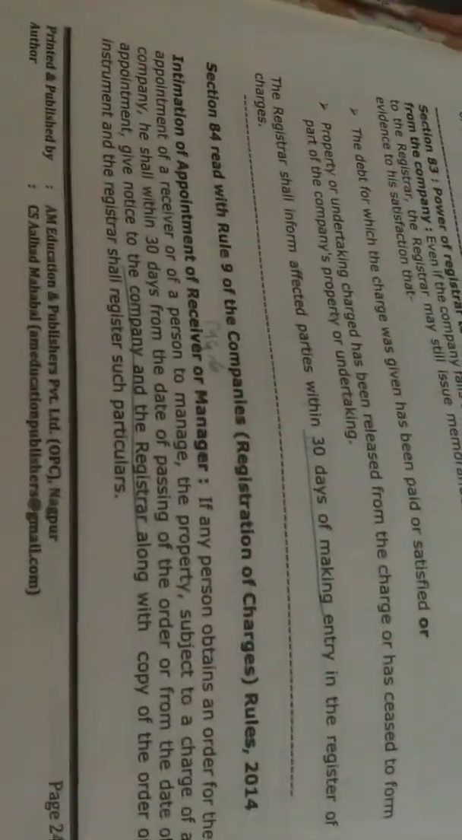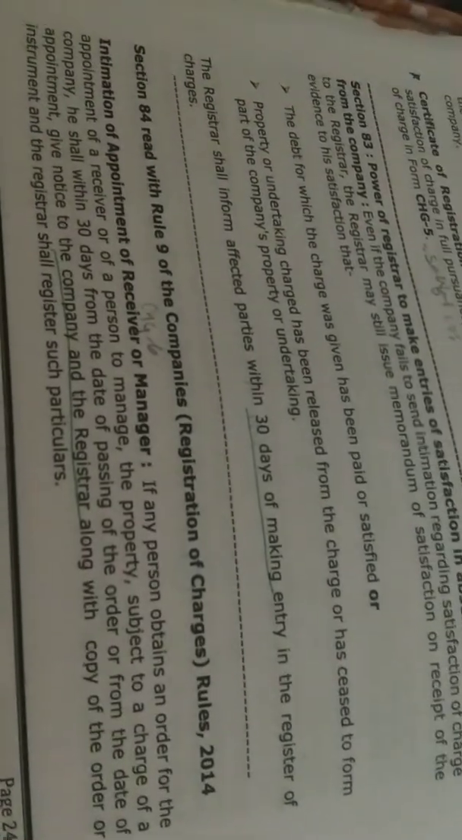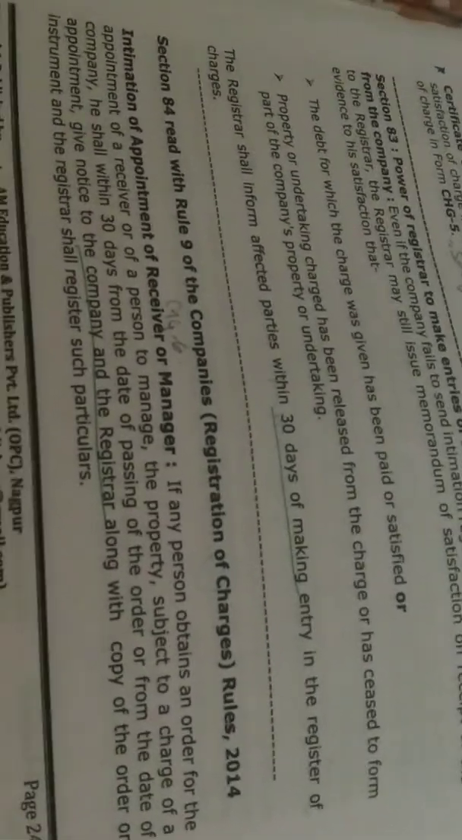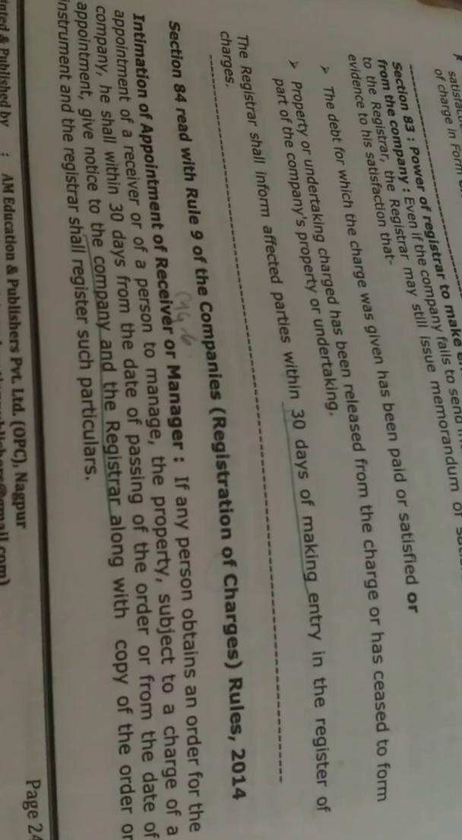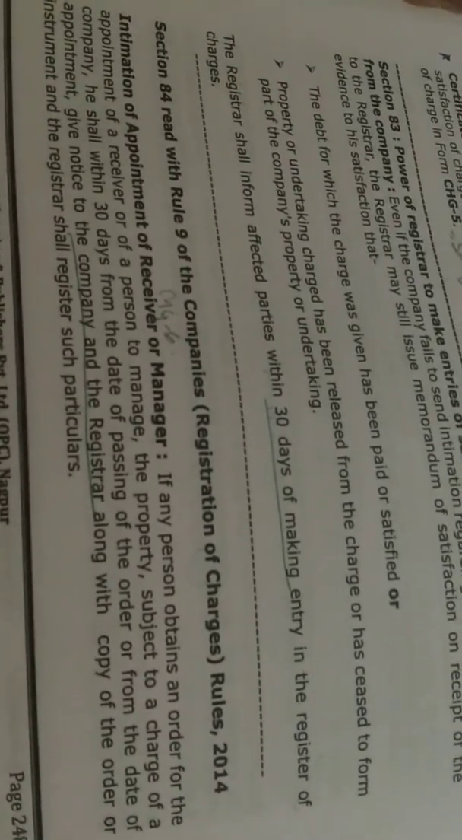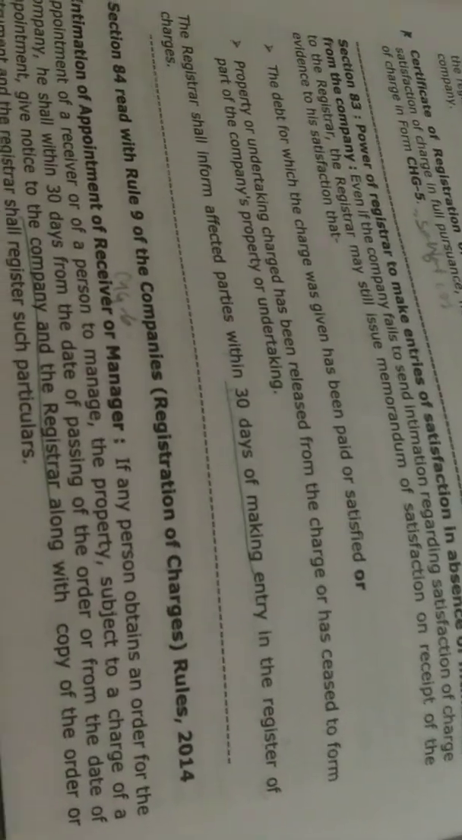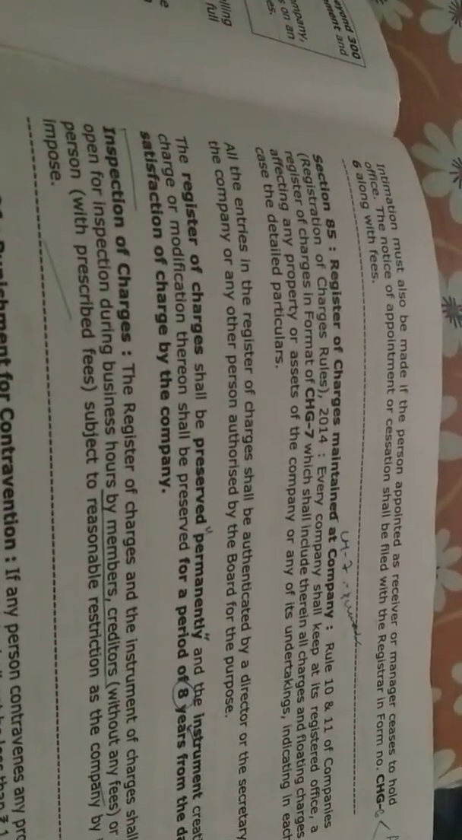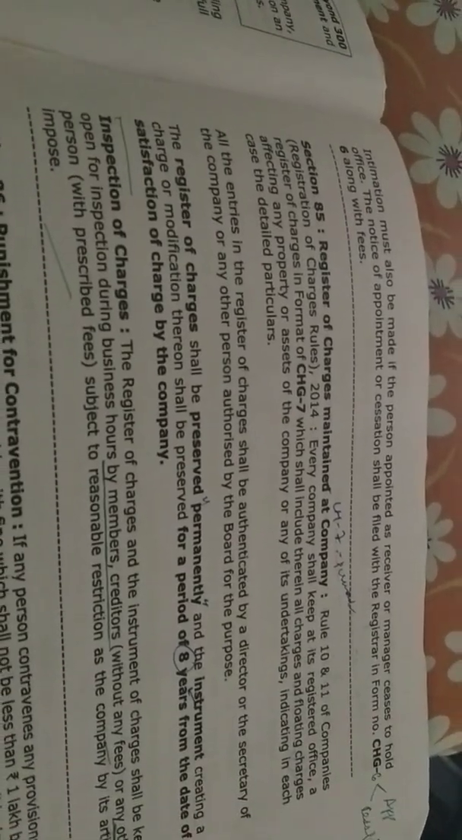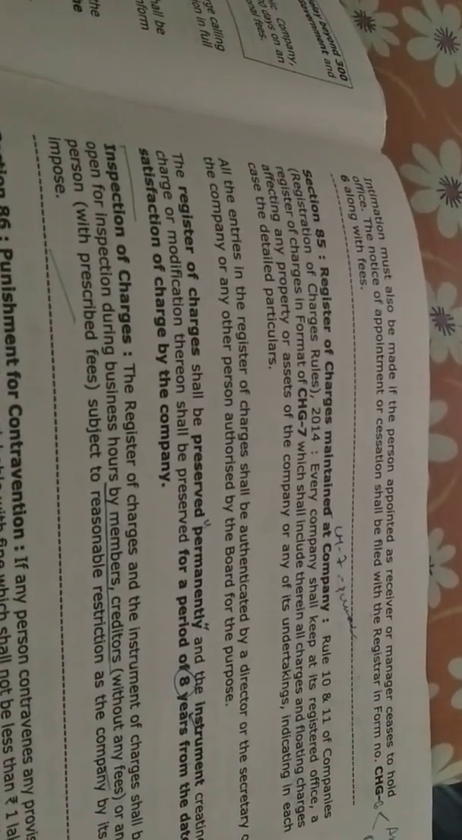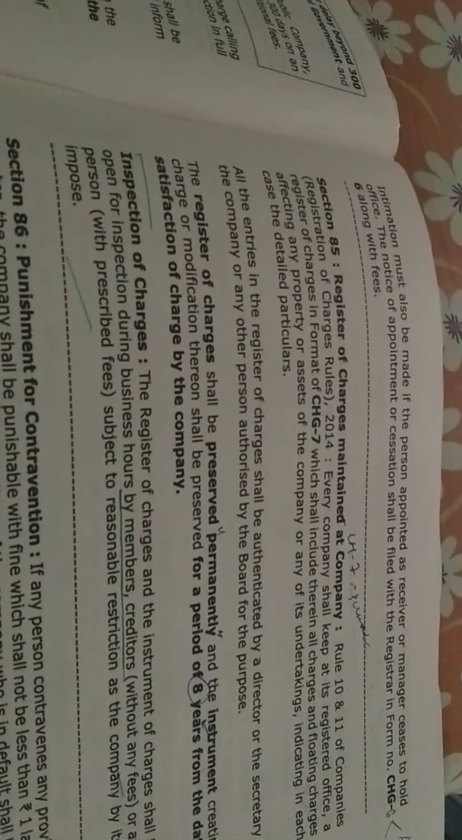Now, intimation for appointment of receiver or manager is given under Section 84. If any person obtains an order for the appointment of a receiver or of a person to manage the property subject to a charge of the company, he shall, within 30 days from the date of passing of the order or from the date of appointment, give notice to the registrar along with a copy of the order. Intimation must also be made if the person appointed as receiver or manager ceases to hold office, in Form CHG 6 along with the fees.